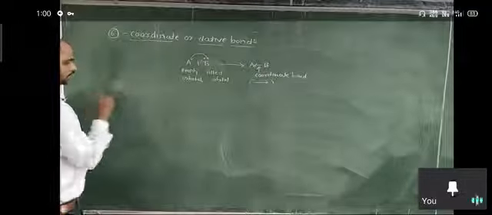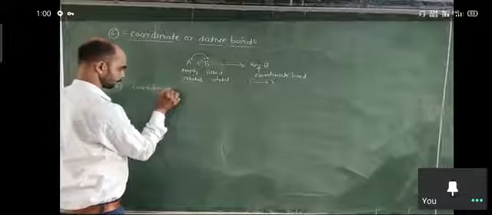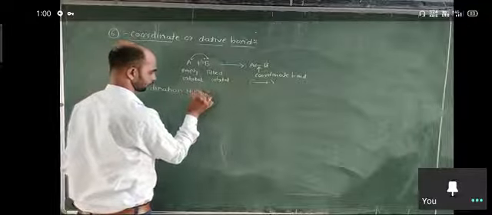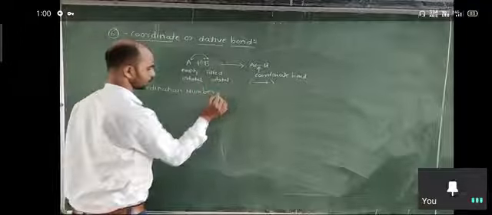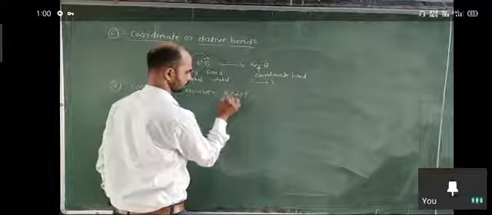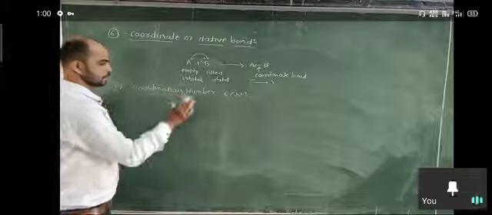The next term is coordination number. Coordination number. It is represented as CN. So what does coordination number mean?